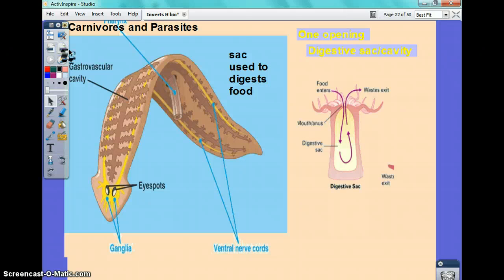All right. So my plats are carnivores and parasites. They still have only one opening. So their mouth is the opening, and the digestion takes place inside the digestive cavity or that sac, and then it comes out in the same direction.